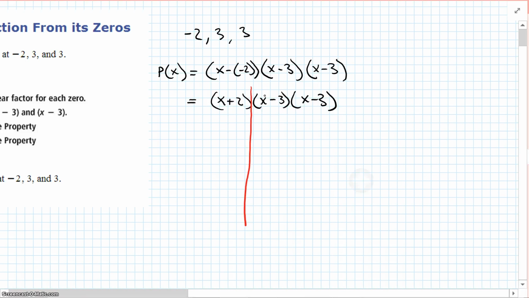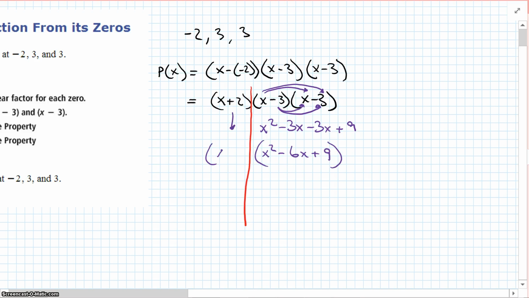And we're just going to go ahead and distribute. So x times x is x squared. X times -3 is -3x. -3 times x is -3x. -3 times -3 is +9. We can simplify this to x squared minus 6x plus 9. Don't forget to drop down our x plus 2. Okay, now we've got to factor this out.